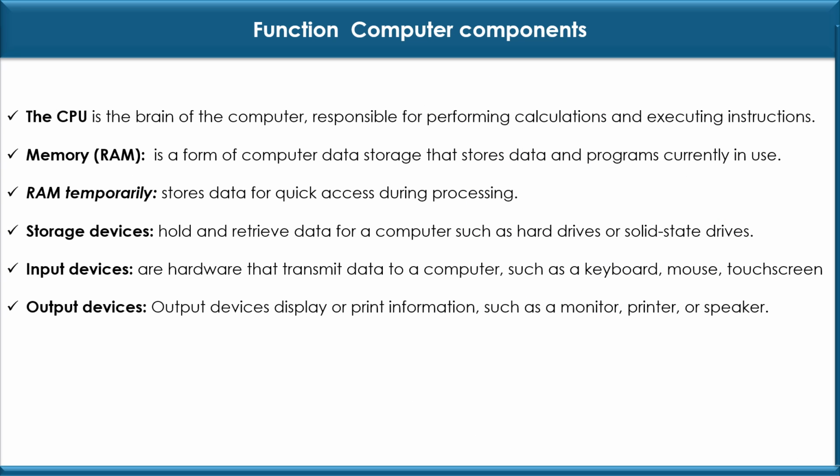Now let's look at the functions of computer components that we highlighted in the previous slide. The CPU, which is the first one, is regarded as the brain of the computer, responsible for performing calculations and executing instructions. The memory, which is the random access memory, is a form of computer data storage that stores data and programs currently in use. The RAM temporarily stores data for quick access during processing.